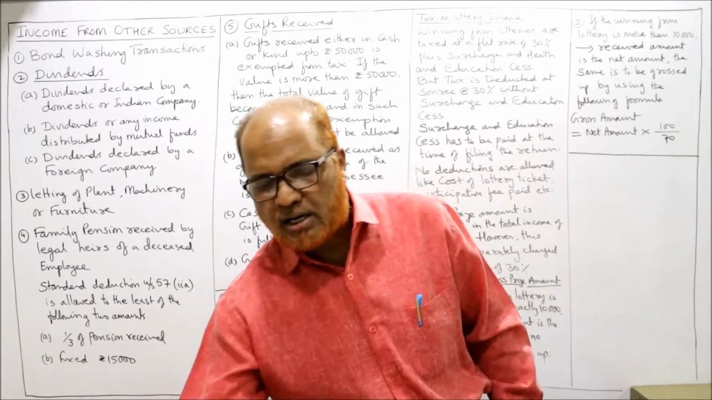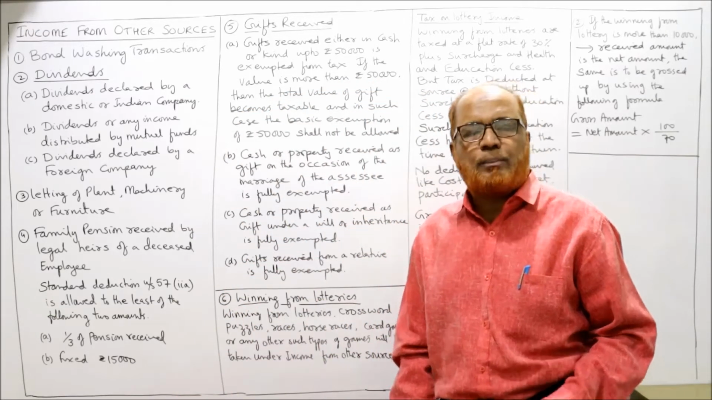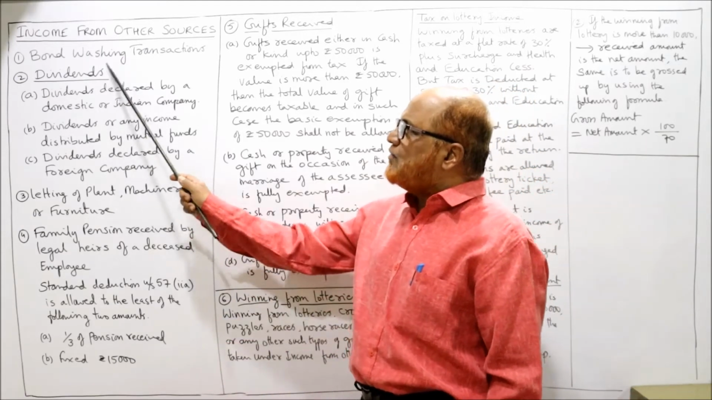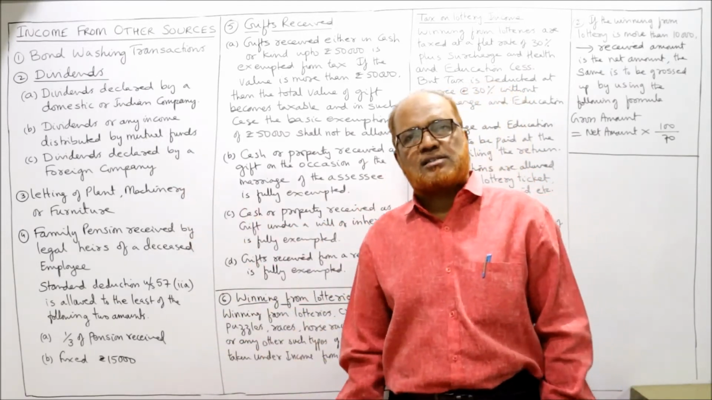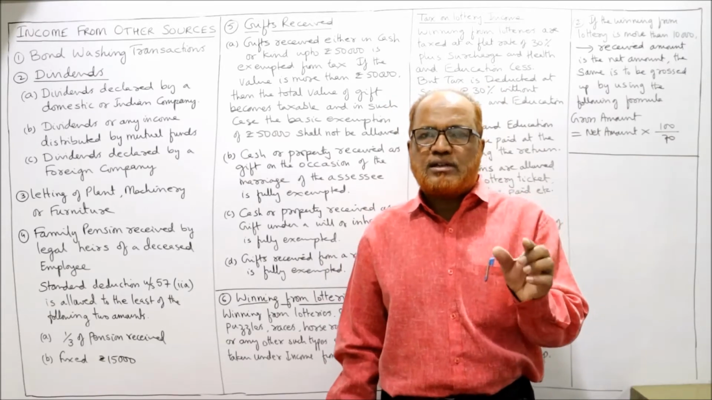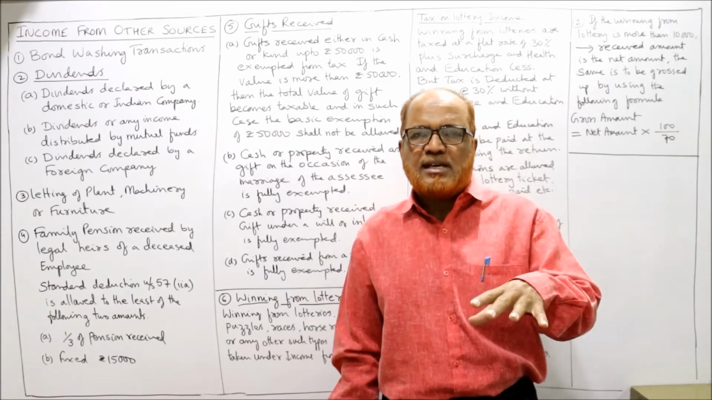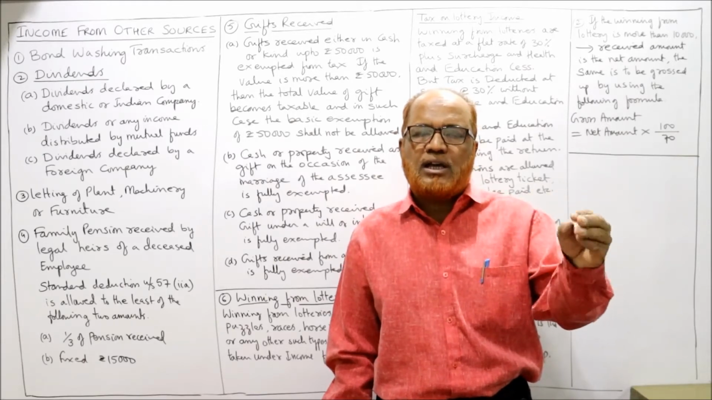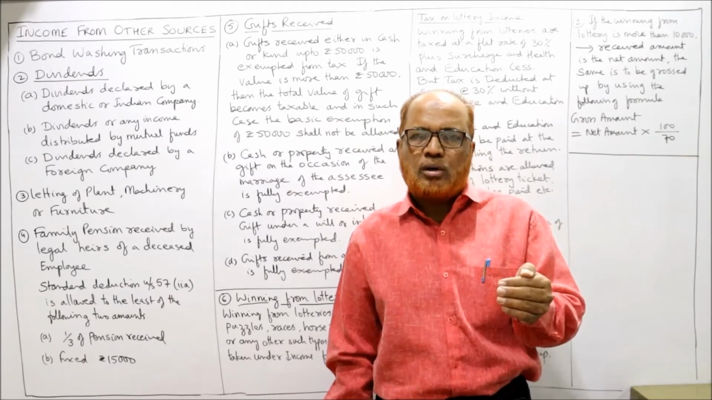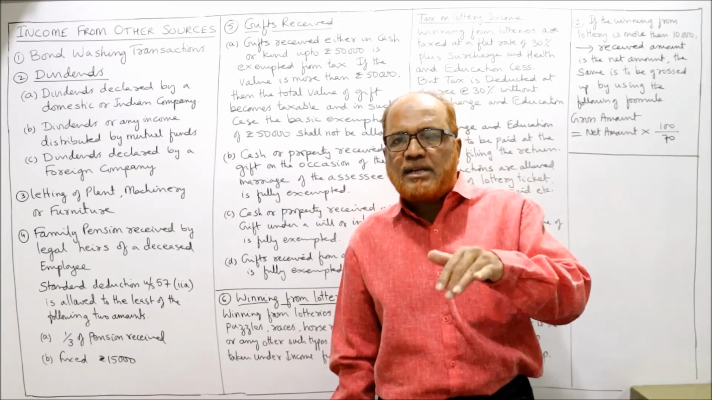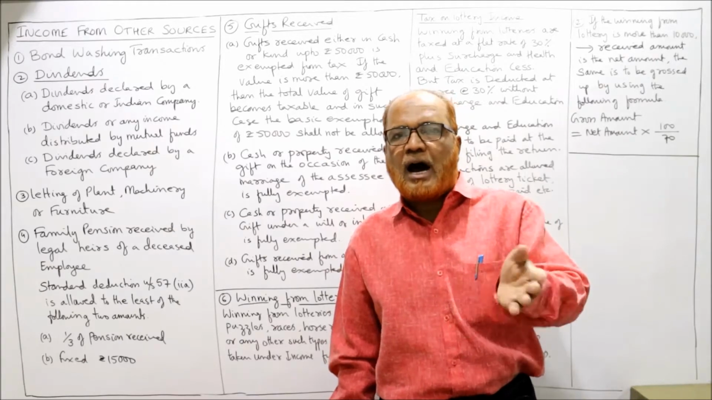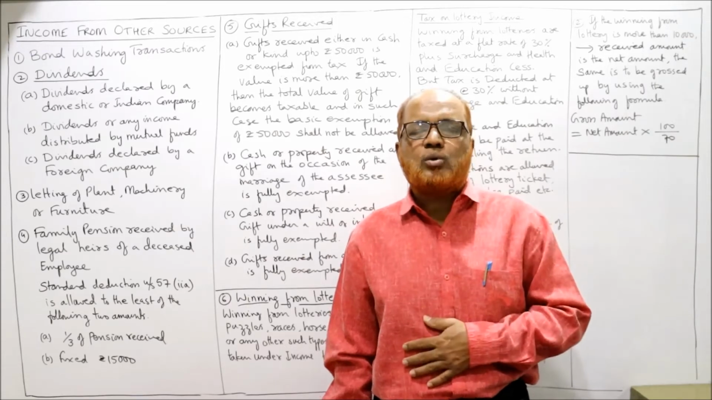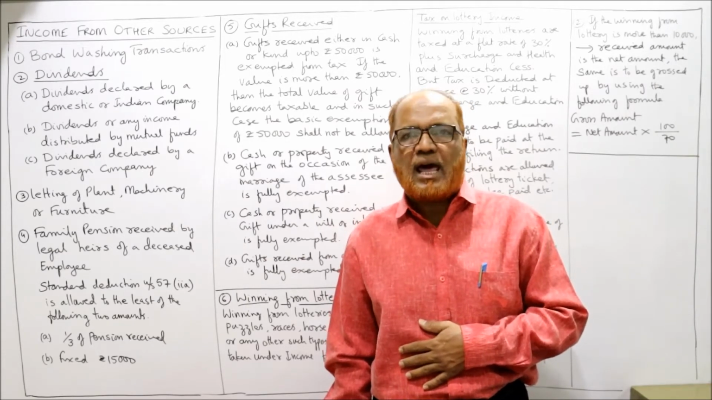Now I am going to start the remaining part, theory part of income from other sources. So first of all, bond washing transactions. Sometimes an assessee will transfer the security immediately before the due date and repurchase the same security after the due date. This he will do in order to reduce or avoid the tax liability.